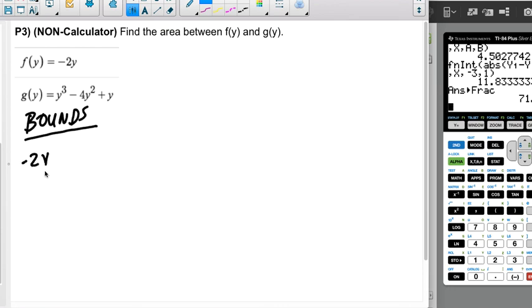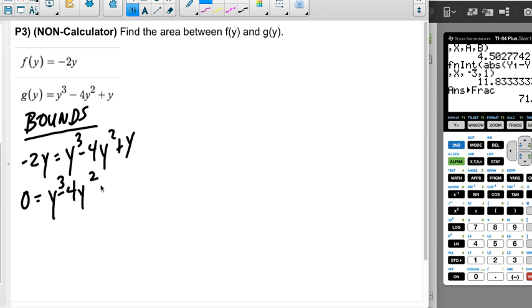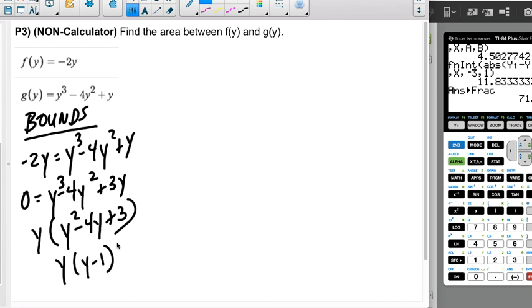So that's when negative 2y equals y cubed minus 4y squared plus y. So that's when 0 equals y cubed minus 4y squared plus 3y, right? When I factor this, I get y times y squared minus 4y plus 3, which is definitely going to factor into y minus 1, y minus 3. So my 3 bounds are going to be 0, 1, and 3. So y equals 0, 1, and 3.